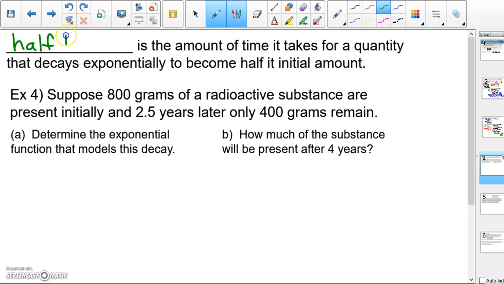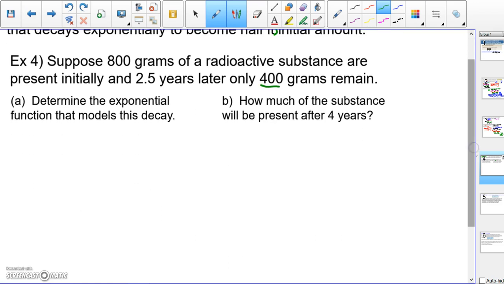Half-life is the amount of time it takes for a quantity that decays exponentially to become half its initial amount. Example 4: Suppose 800 grams of a radioactive substance are present initially and 2.5 years later only 400 grams remain. Notice that's half as much as what we started. Determine the exponential function that models this decay. Remember from before, we still have that same y equals y0 e to the k t. That's going to work for growth or for decay.